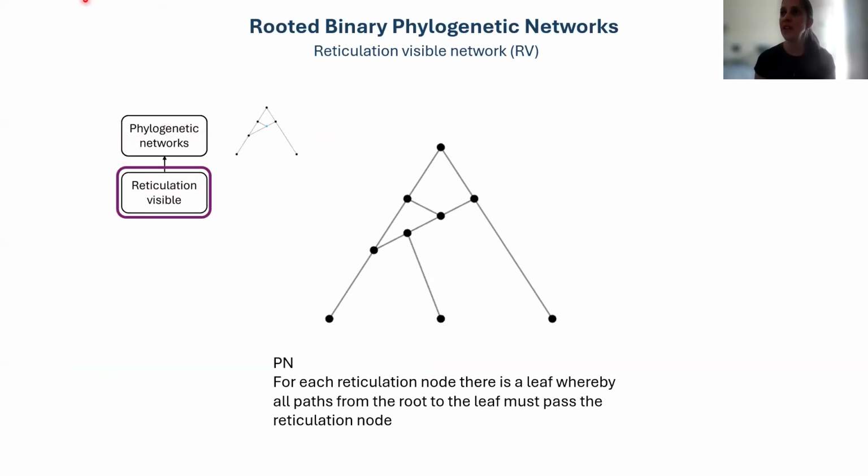So first, we go to the reticulation-visible network, which is a phylogenetic network with the additional property that each reticulation node is visible. That is, there is a leaf whereby all the paths from the root to the leaf must pass the reticulation node. So for example, this is a reticulation node, and this is a leaf where all the paths from the root to the leaf pass through this reticulation node. On the other hand, in general phylogenetic networks, this is not necessarily the case, as we see in this light blue node, which is a reticulation node, which is not visible.